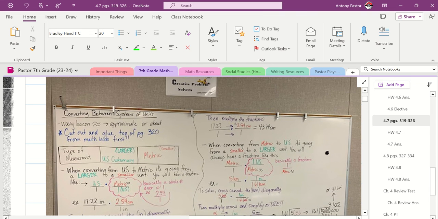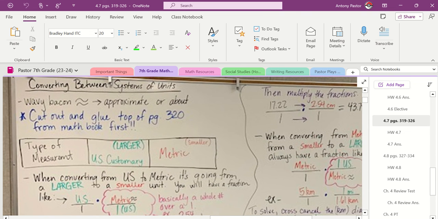Converting between systems of units. Wavy equals sign, approximate or about. So anytime you see those two little waves, it says this is about that. It's an approximation of what the value is.